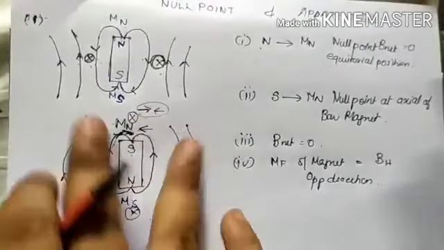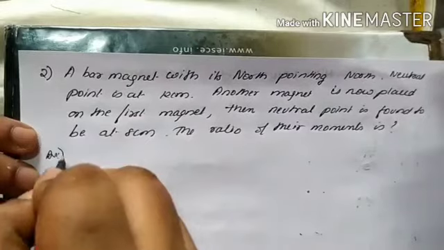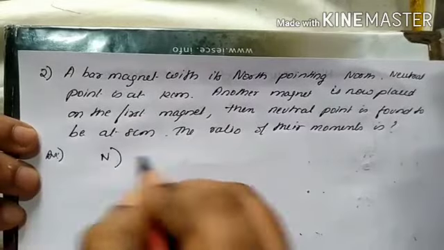Very easy question if you understood the logic of the theory part. What they are telling is initially the bar magnet was positioned in such a way that the north pole of the bar magnet was facing magnetic north. So I hope you remember where the position of the null point was.